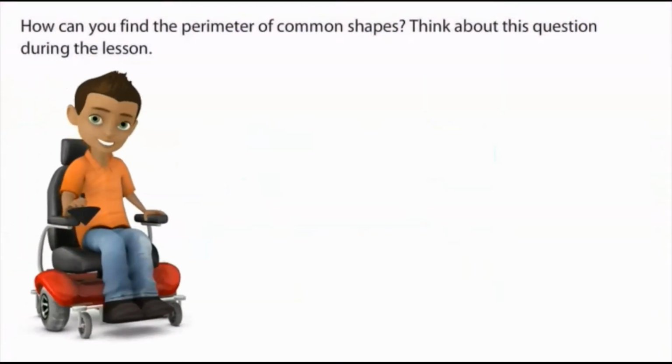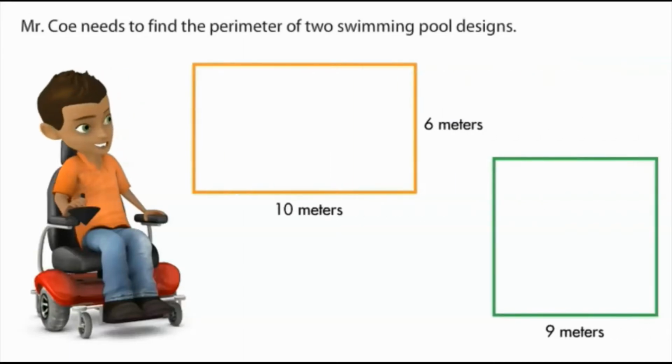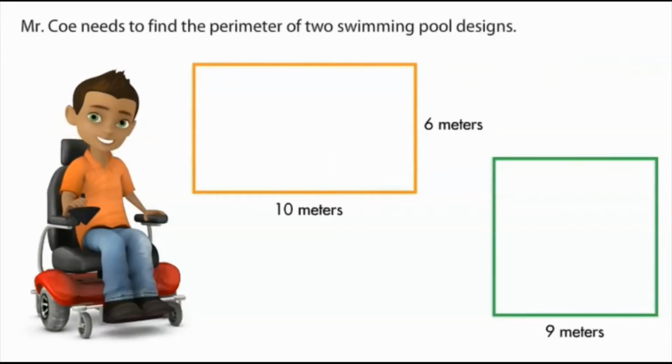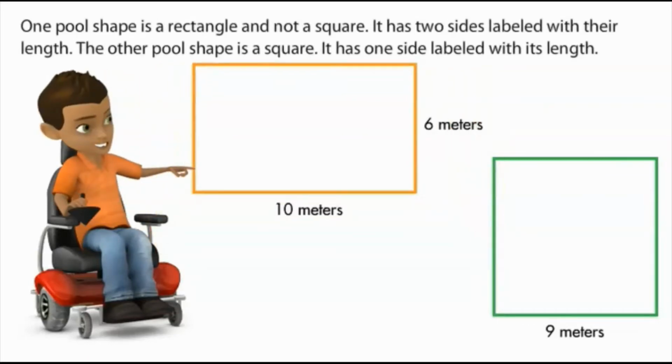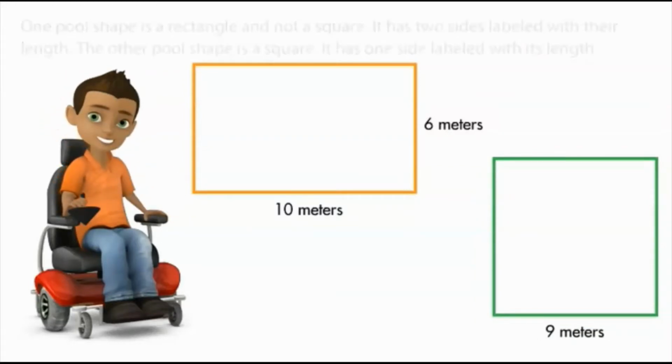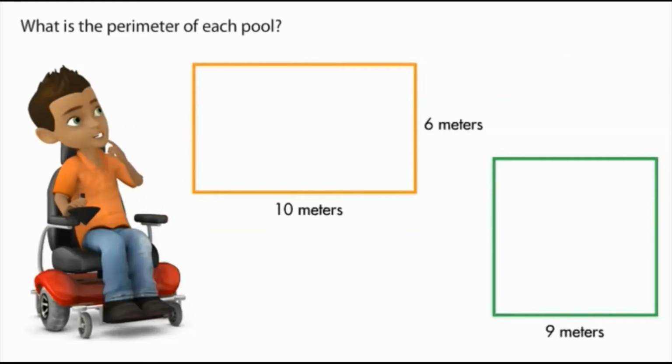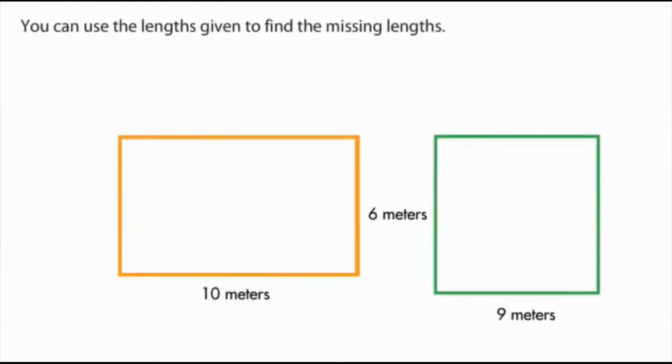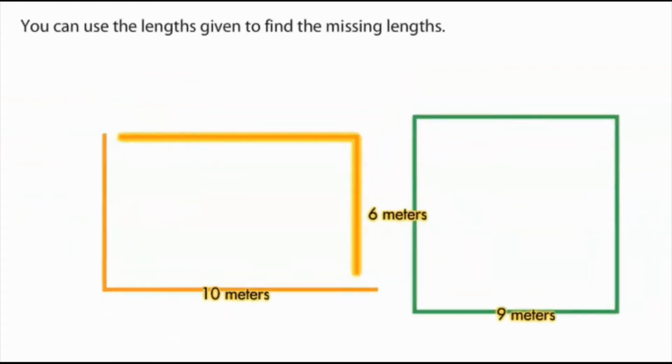How can you find the perimeter of common shapes? Think about this question during the lesson. Mr. Coe needs to find the perimeter of 2 swimming pool designs. One pool shape is a rectangle and not a square. It has 2 sides labeled with their length. The other pool shape is a square. It has 1 side labeled with its length. What is the perimeter of each pool? You can use the lengths given to find the missing lengths.